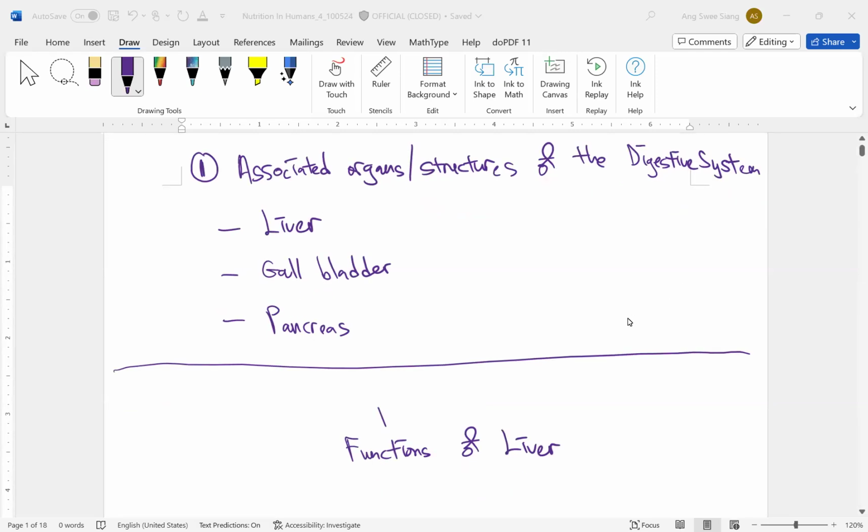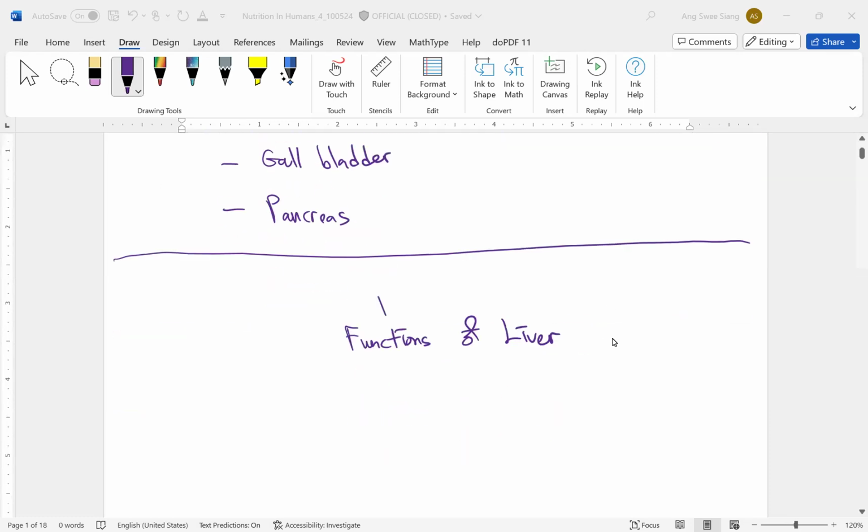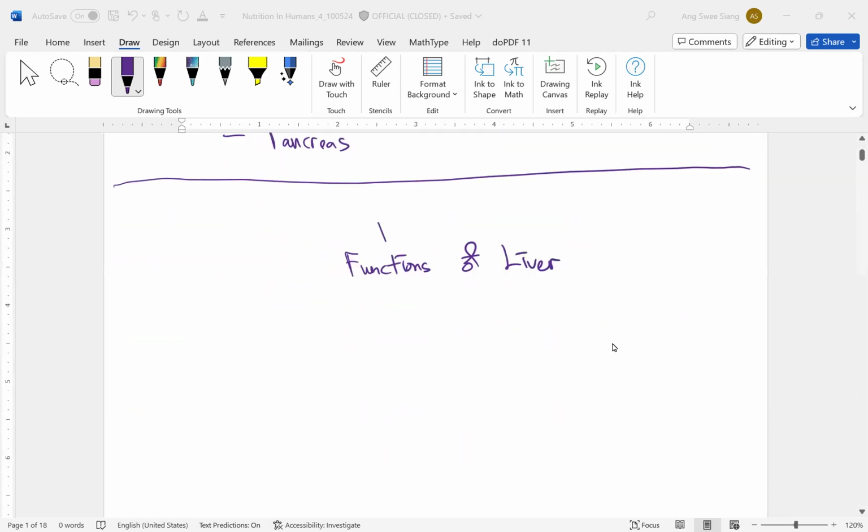Okay, so today we are going to talk about the associated organs or structures of the digestive system. There are 3 of them: liver, gallbladder, and pancreas. So let's go through the functions of the liver. Let's start from the easiest one, then we move on to the more complicated one.